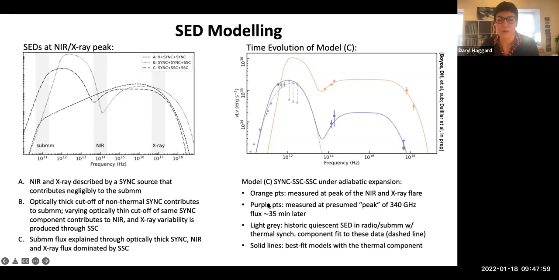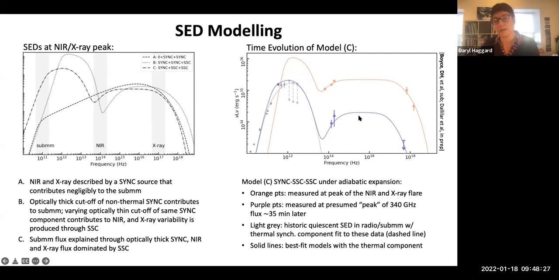I'm not going to go through this in gory detail, but suffice it to say, you can see on this plot here that we can actually do a pretty nice job of modeling some of the actual data points we have from those beautiful multi-wavelength campaigns, and start to really try to understand which models these data prefer. In this case, our best fitting model is one where the sub-millimeter flux comes from optically thick synchrotron emission, and the near infrared and X-ray come from synchrotron self-Compton emission.